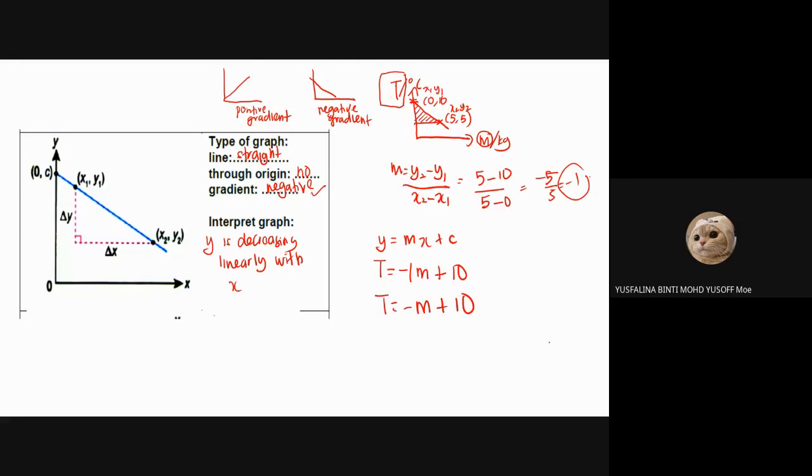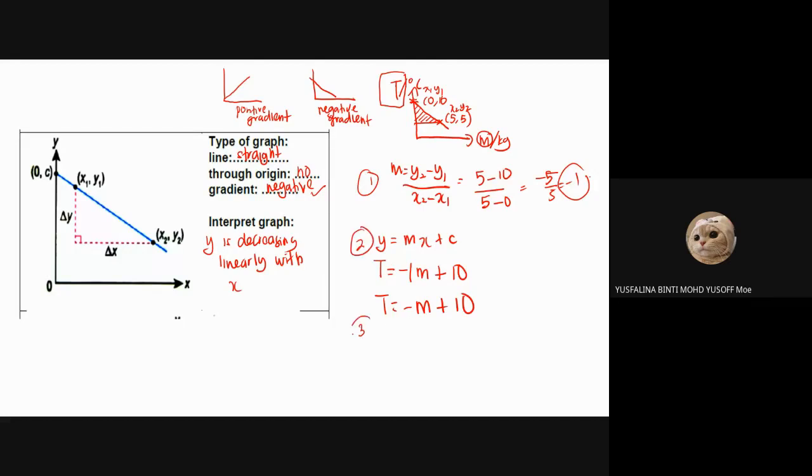So negative t plus 10. You must put the negative sign, because the gradient value here is negative. If it is 1, then it's okay, just put t here. But since it's negative, you have to put the negative sign here. So this is the equation. The first step, you calculate the gradient. The second, you form the equation.